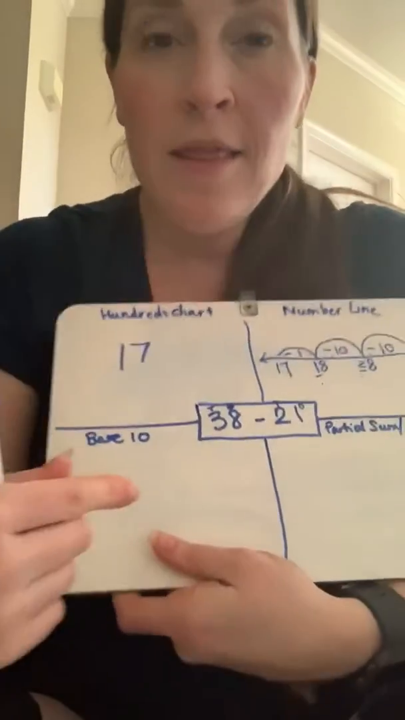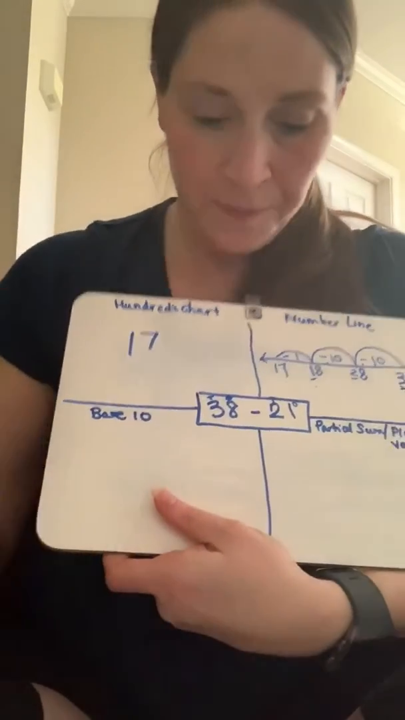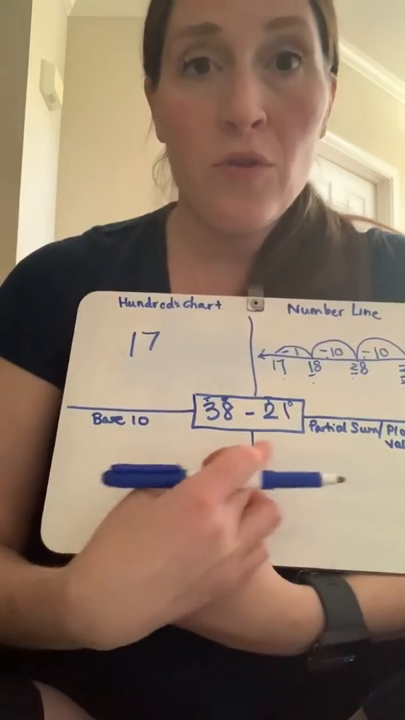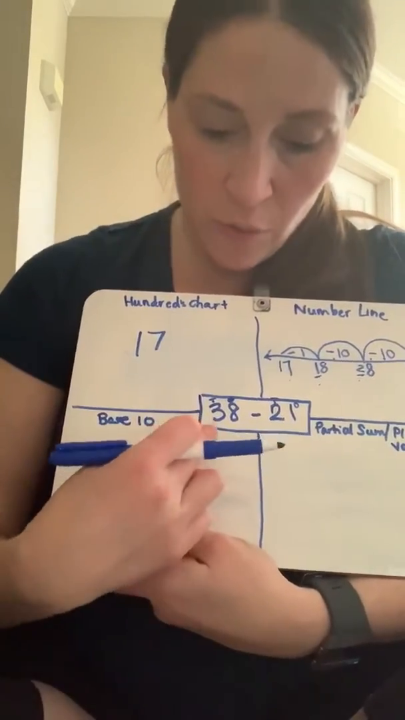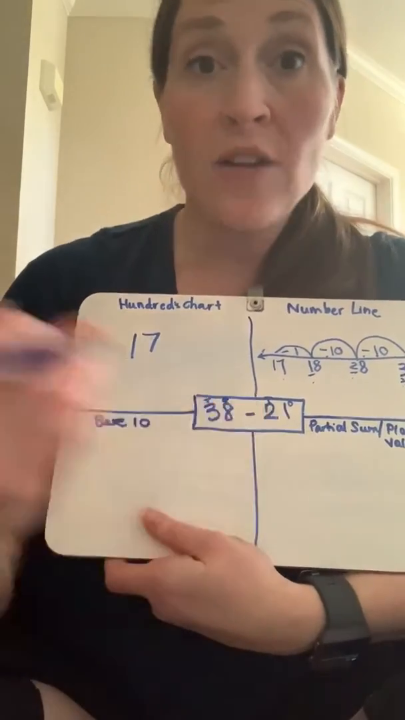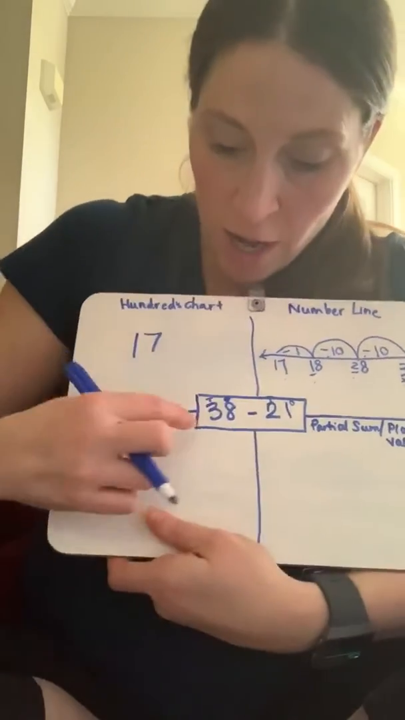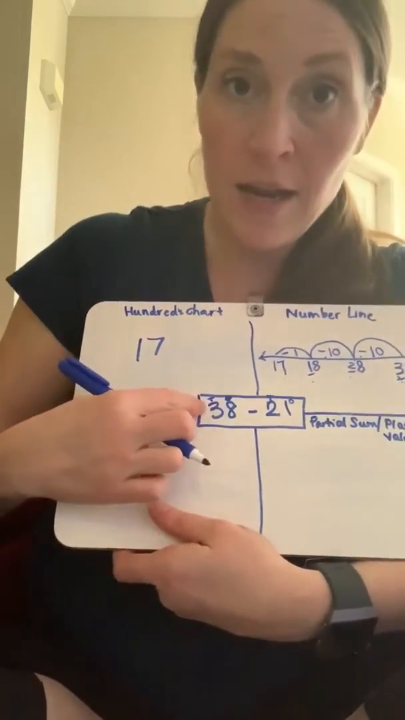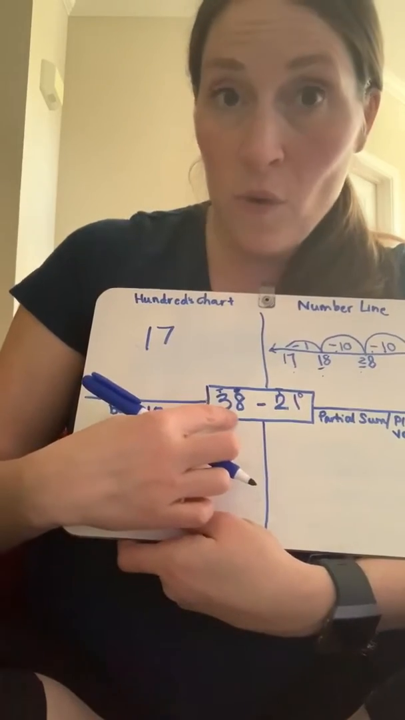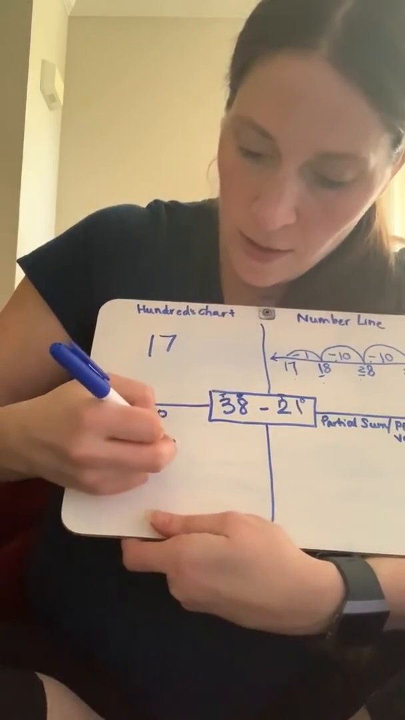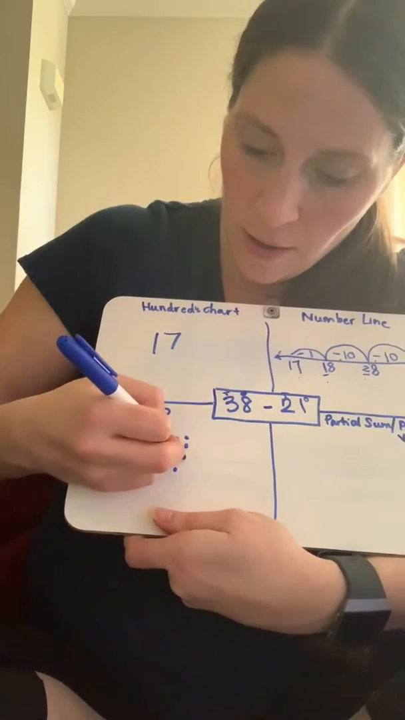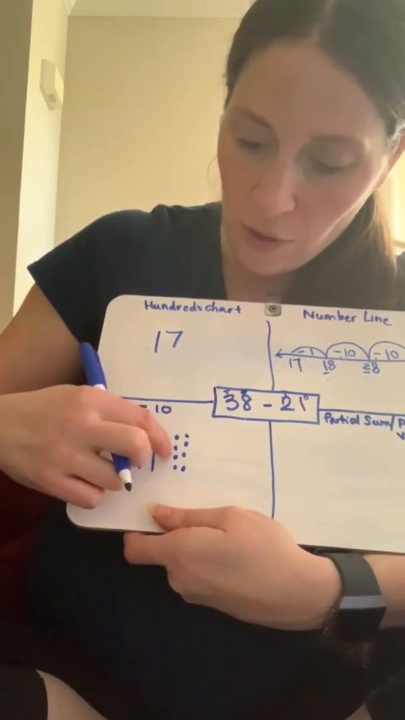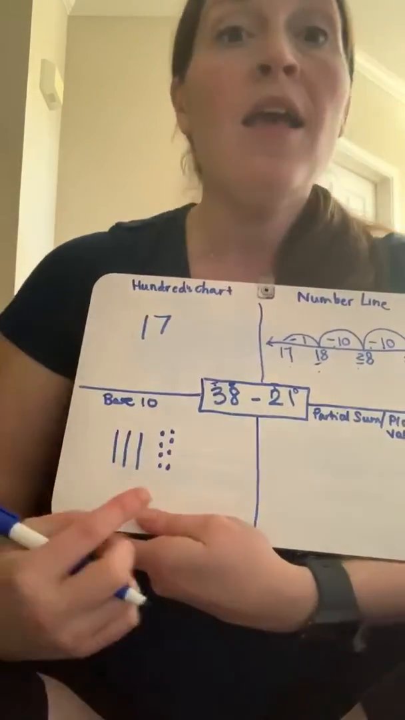Okay, so for base 10, this one is a little bit different than when we add. We're just going to draw the 38. When we added, we drew both numbers, but for subtraction, we draw the larger number, and then we want to subtract. So we want to take some away from that number. So for 38, I'm going to draw 3 tens, because 3 is in my tens place, and 8 ones, because the 8 is in my ones place. So I have 10, 20, 30, 31, 32, 33, 34, 35, 36, 37, 38.